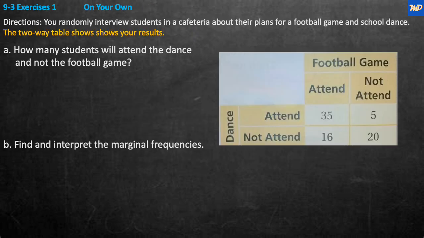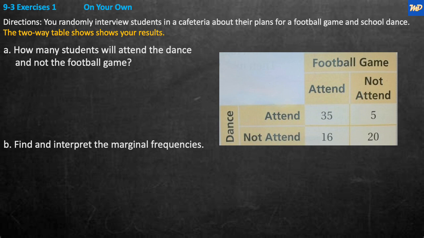Okay, exercise 1, you're on your own on this one. Directions. You randomly interview students in a cafeteria about their plans for a football game and a school dance. 2-way table, right? 2 things, football games and a dance. The 2-way table will show the results, and whether or not they attended or didn't attend. Did they go to the football game or not? Did they go to the dance or not? You see the data here in the table. So it's up to you now to take this on your own.